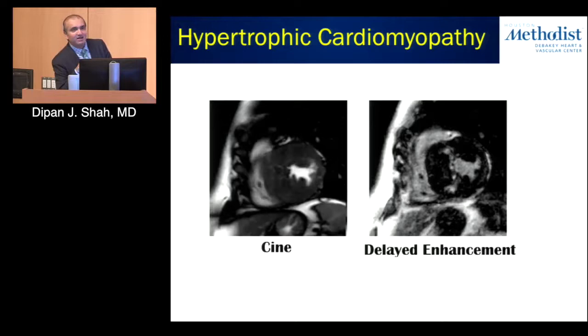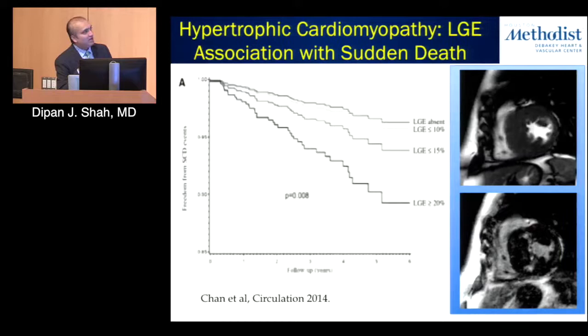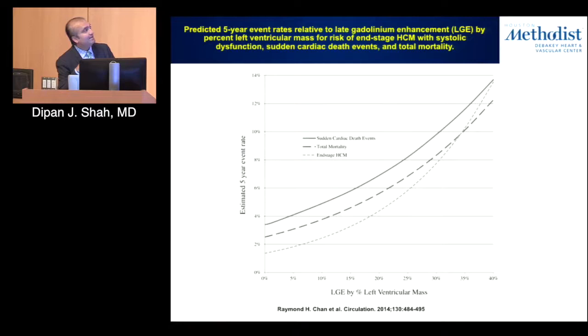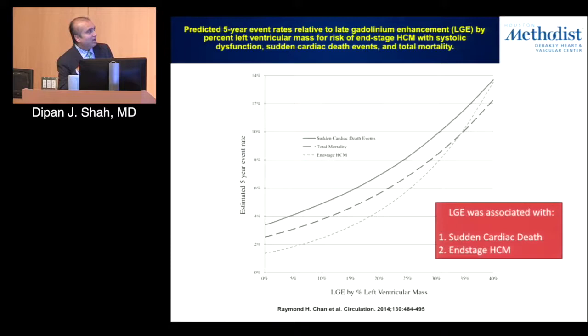And this not only aids in diagnosing hypertrophic cardiomyopathy, but also provides prognostic implication. There was a large series published a couple years ago, which demonstrated that increasing extent of LGE in patients with hypertrophic cardiomyopathy is associated with an increased risk of sudden death, and also with an increasing risk of end-stage heart failure secondary to hypertrophic cardiomyopathy as well. So again, really the role here in HOCM is to identify patients that are at increased risk for sudden death, as well as patients that may be at increased risk for end-stage HOCM.